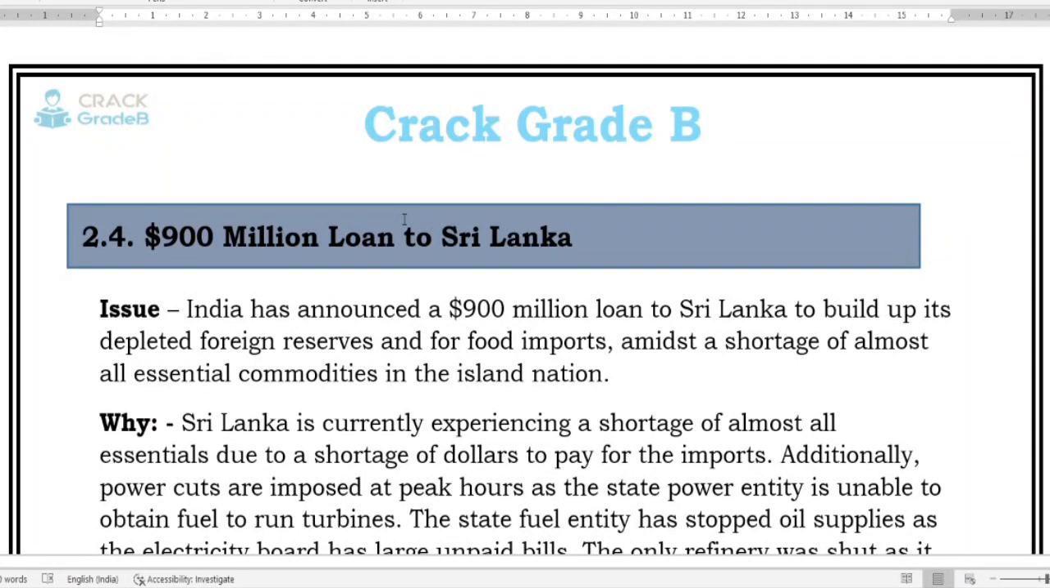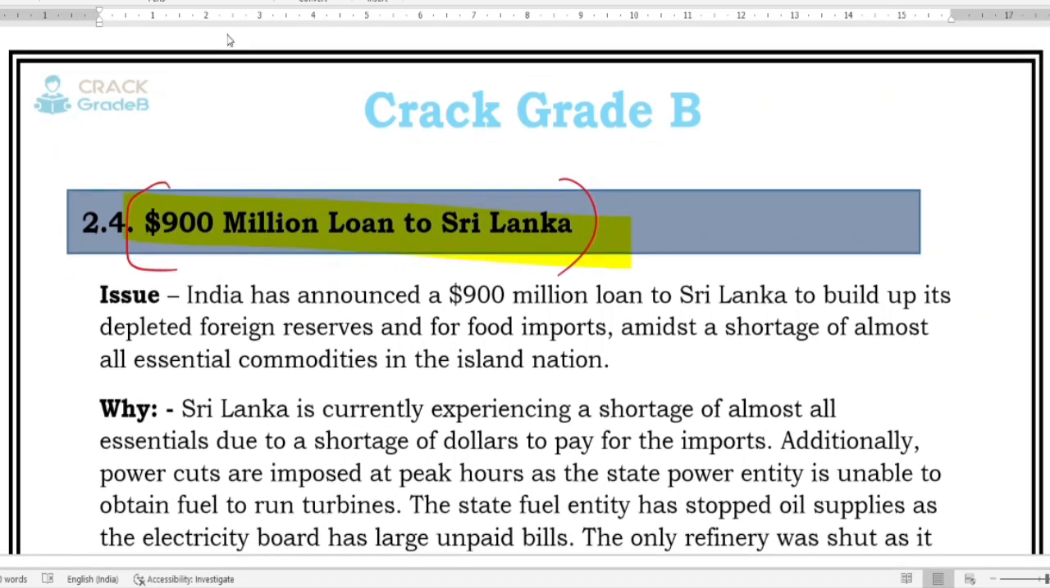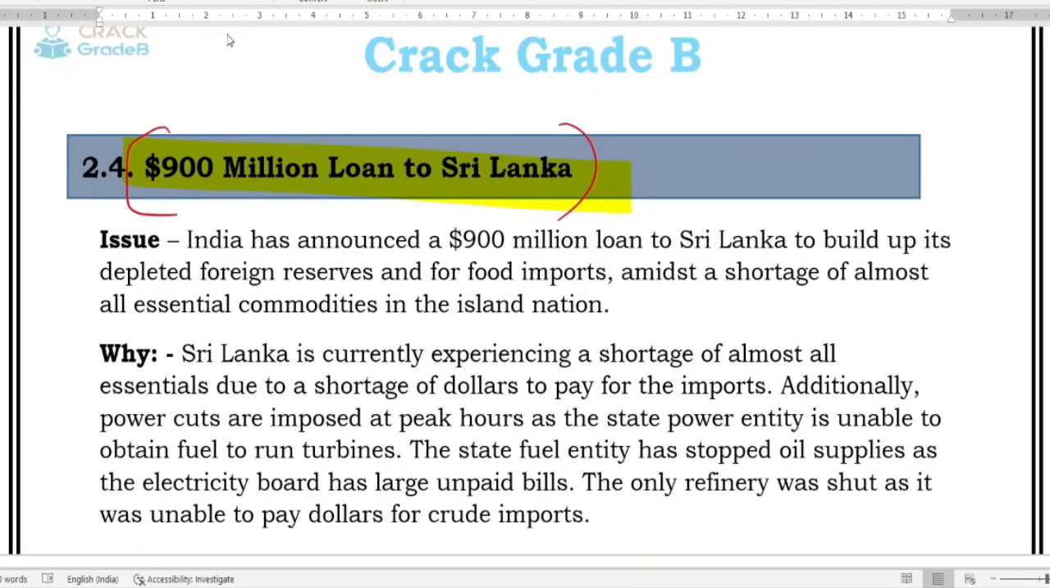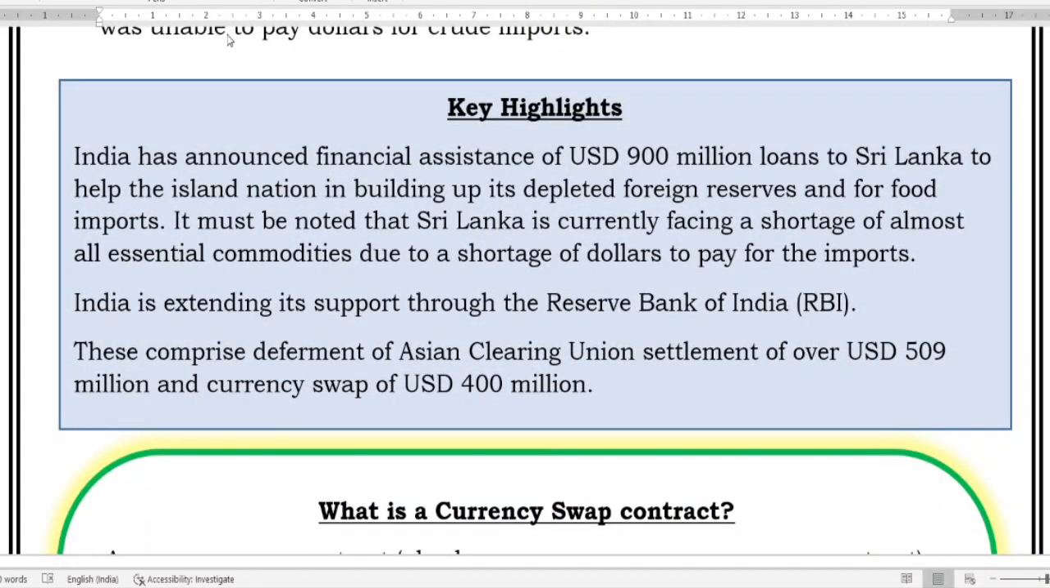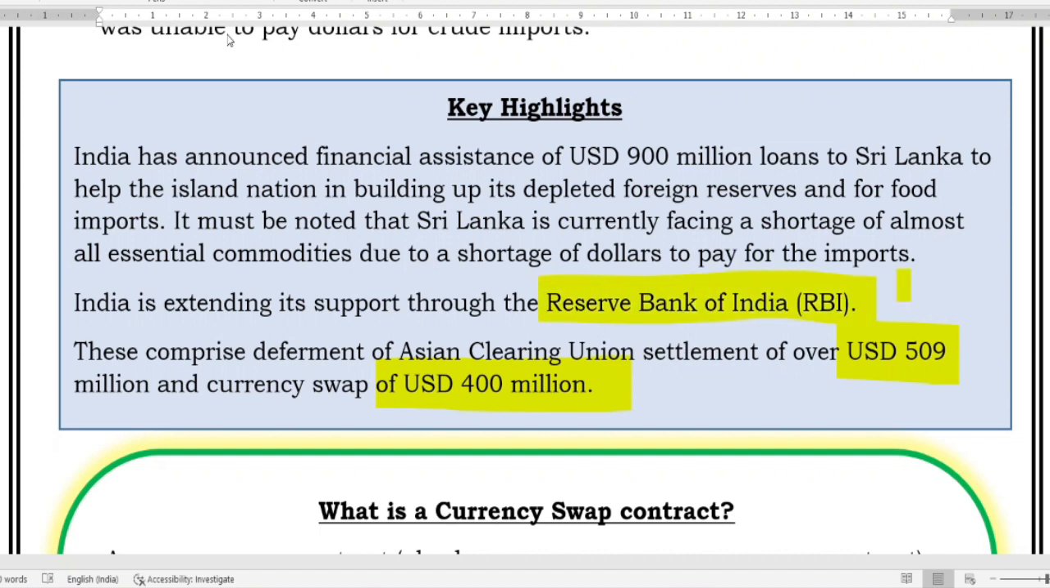900 million loan to Sri Lanka. Recently you might have read that Sri Lanka is going through a financial crisis, that they do not have money to even pay for the fuel. So India has granted a 900 million loan to Sri Lanka, and this 900 is divided. This comprises deferment of Asian Clearing Union settlement of USD 509 million and a currency swap of USD 400 million. This is in two parts. India is extending its support through the Reserve Bank of India. So in tough times, India is with Sri Lanka.